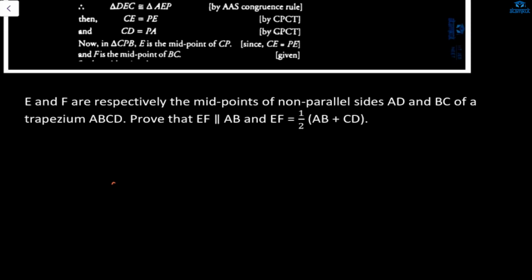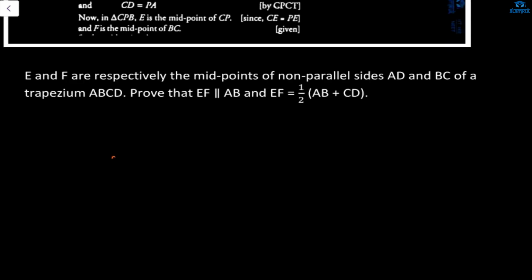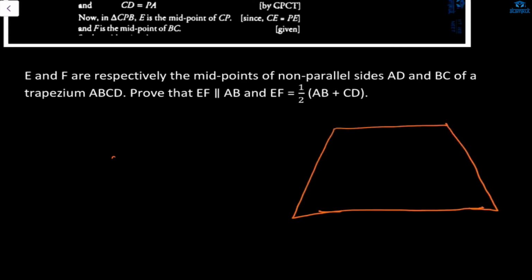First of all, what is given? E and F are respectively the midpoints of the non-parallel sides AD and BC of a trapezium ABCD. Now first of all, let us draw a trapezium. The trapezium is in this way. E is the midpoint of AD, and F is of BC. Trapezium ABCD. Prove that EF is parallel to AB.